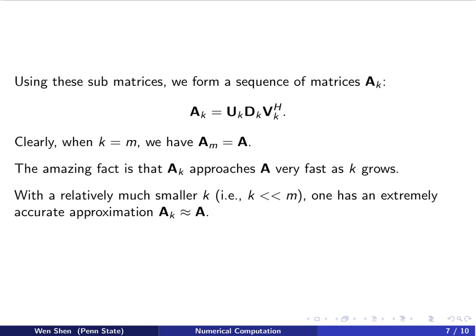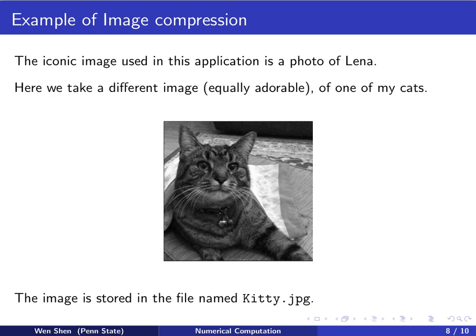Next, we take an example. The iconic image used in this application is a photo of the supermodel Lena. If you Google it, it's everywhere online. And here we take a different image. I say equally adorable, it could be a subjective judgment. And this is an image of one of my cats. So this image is stored in the file named kitty.jpg.